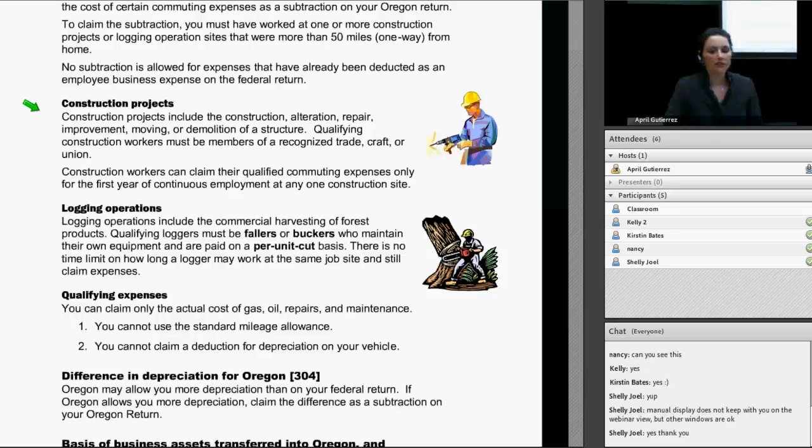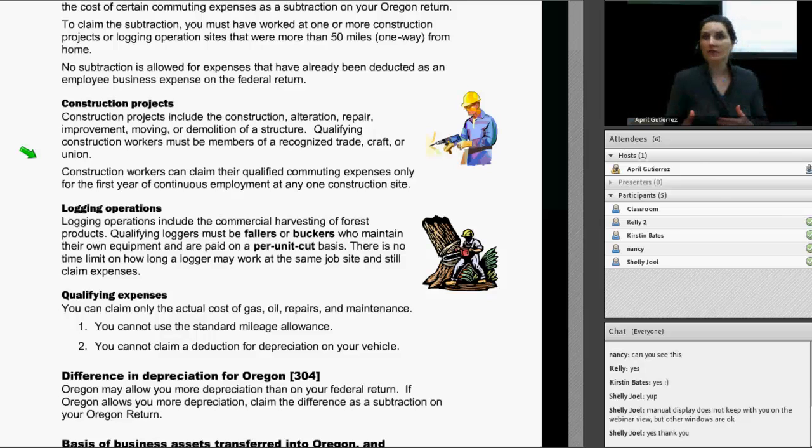Construction projects include the construction, alteration, repair, improvement, moving, or demolition of a structure. Qualifying construction workers must be members of a recognized trade, craft, or union. Construction workers can claim their qualified commuting expenses only for the first year of continuous employment at any one construction site. This is a very different concept than what we have on the federal return.